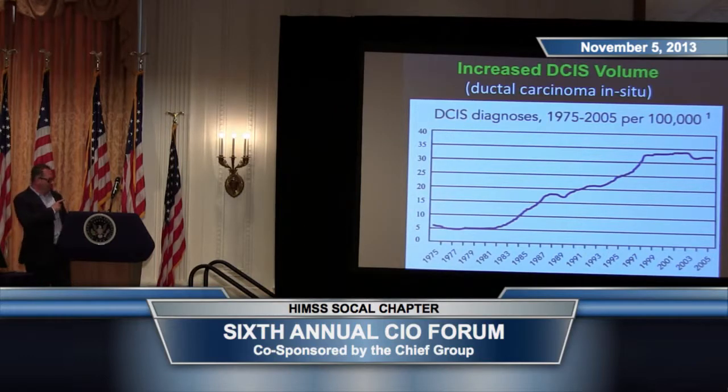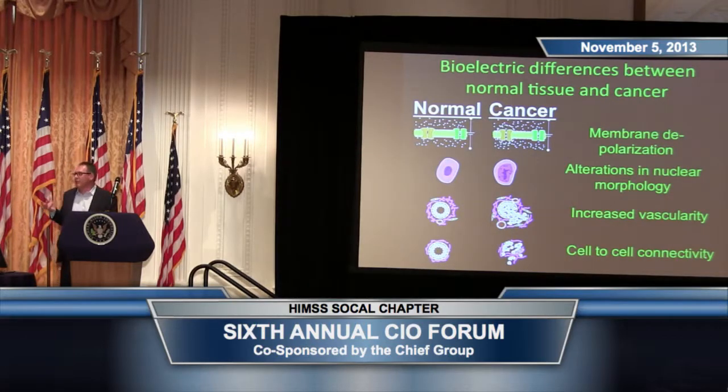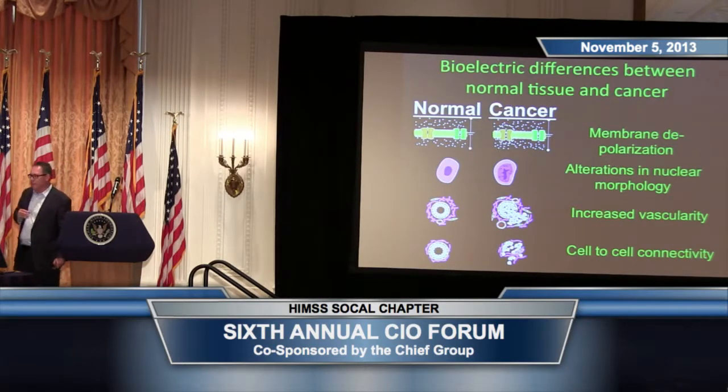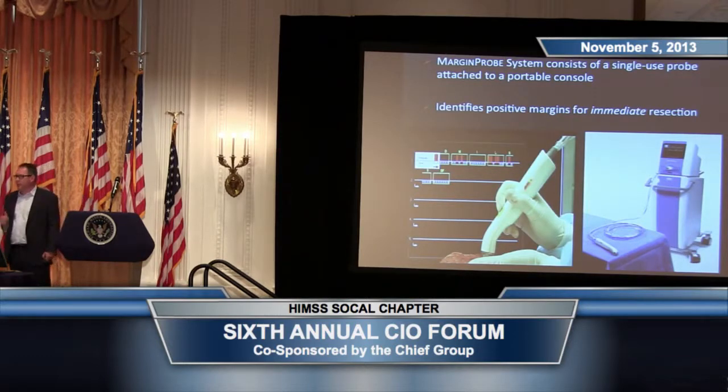This technology I'm going to talk about detects the bioelectric differences between normal tissue and cancerous tissue. If it's used in the operating room during the procedure, it can guide the surgeon to make sure they remove all of the appropriate tissue right then and there, to reduce the re-excision rate. The device looks like this. It has a probe and basically a computer with algorithms, and a disposable tip on that probe that is thrown away after each procedure.